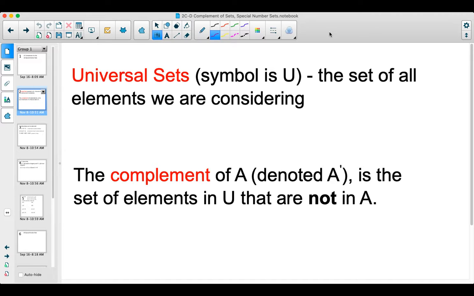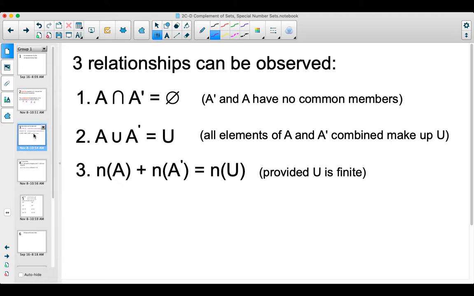The complement of a set is going to be denoted by a prime. So if I have set A, then the complement would be A prime. If my set was S, then the complement would be S prime, which means it's everything that's not S in that particular situation. So there's three different things that we can observe.